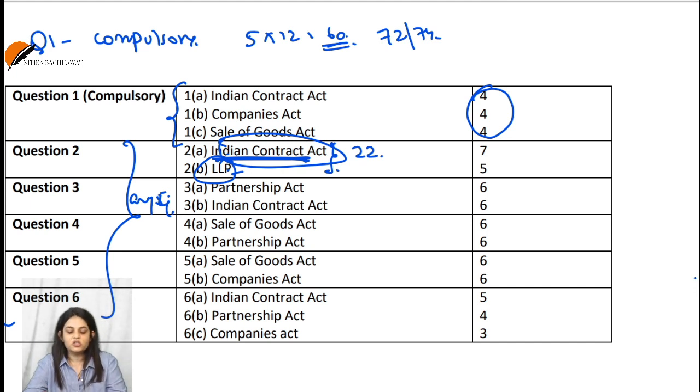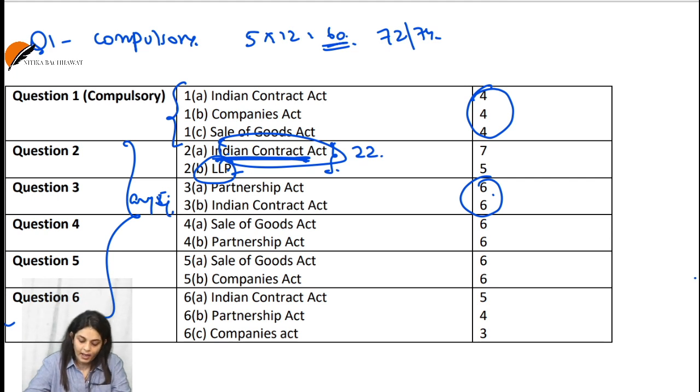Question number 3 is divided into 2 parts again, each part of 6 marks. 2 questions, first one from Partnership, second one from Indian Contract Act. Moving on to question number 4, which is again divided into two parts, 6 marks each. First one, Sale of Goods Act, second one, Partnership Act. Then moving on to question number 5, which is again divided into 2 parts, again 6 marks each, where the first question is from Sale of Goods Act, the second question is from Companies Act.